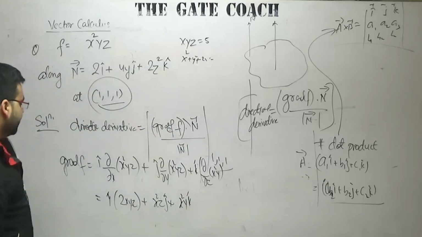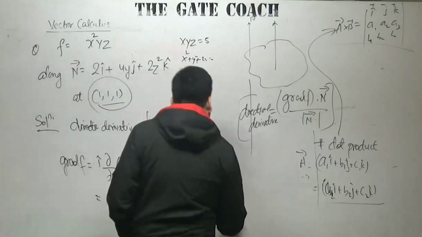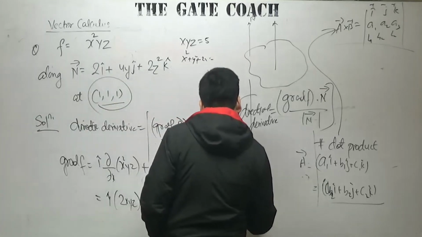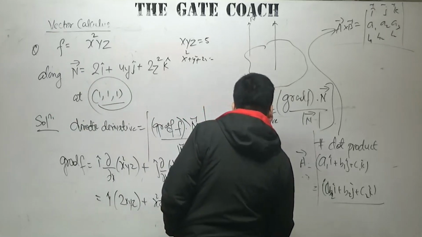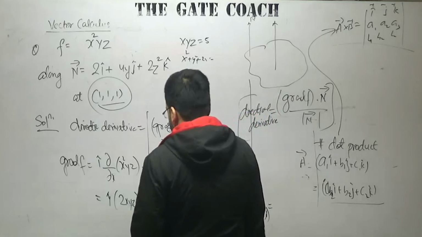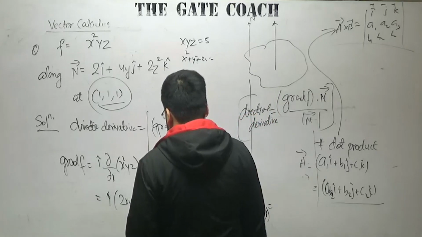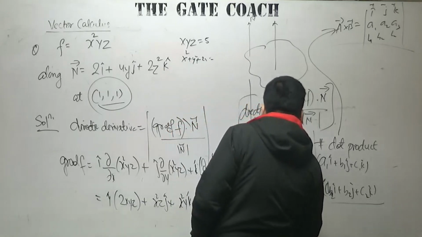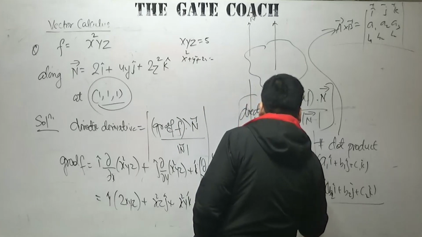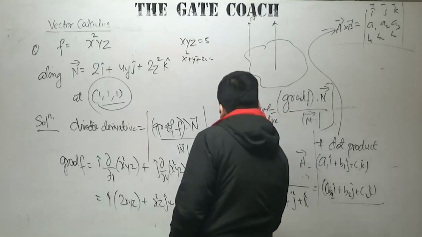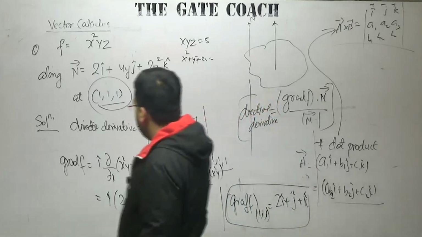Let me put the value 1 1 1. If you put the value 1 1 1, this grad f at 1 1 1 will be equal to 2 i cap plus j cap plus k cap. This will be the grad f. So we have got the grad f value.